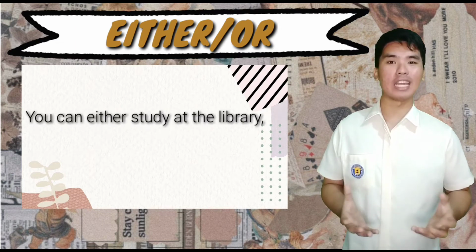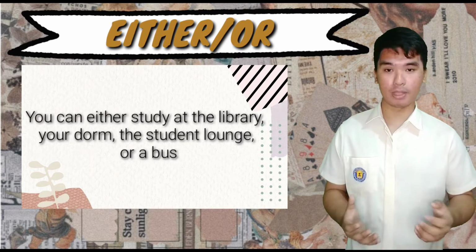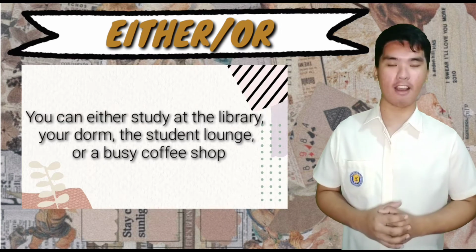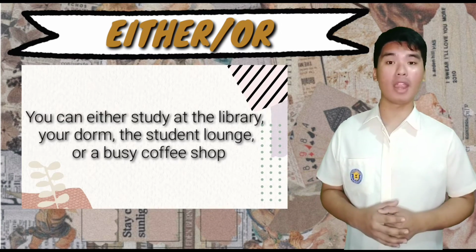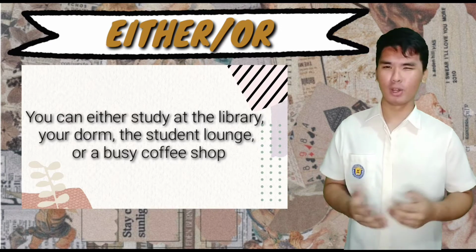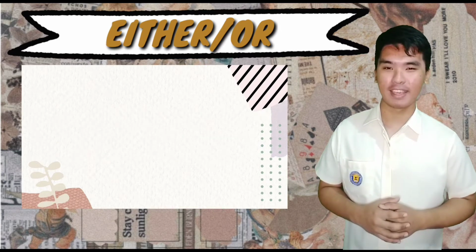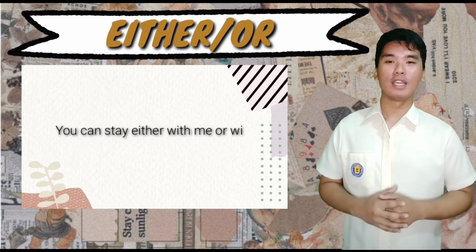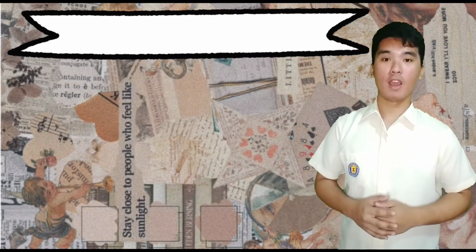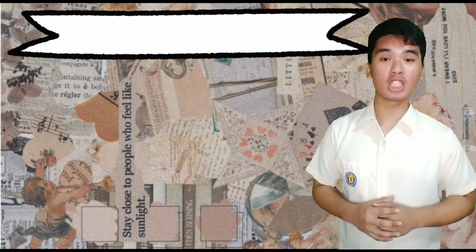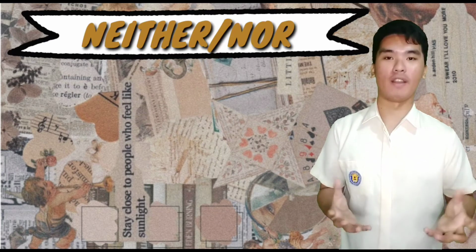You can either study at the library, your dorm, the student lounge, or a busy coffee shop. This sentence provides many options as to where to study. Where do you usually study? And the last example would be: you can stay either with me or with him. For our next correlative conjunction, we have neither/nor.